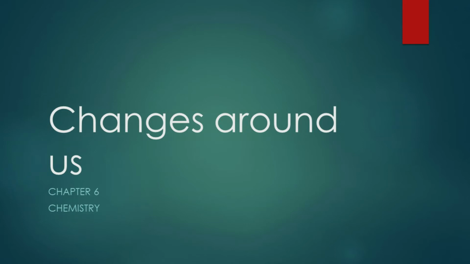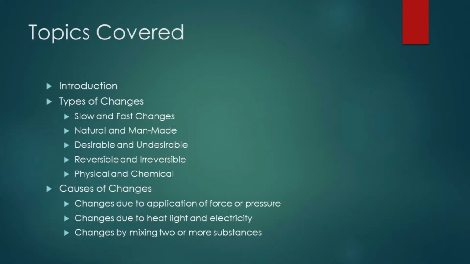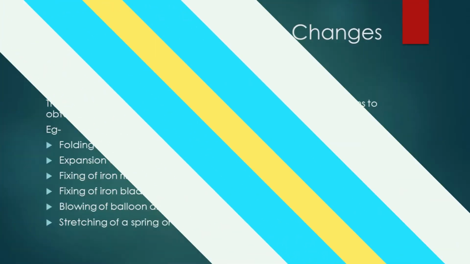So today we are going to discuss the second part of the video of chapter 6, that is changes around us. In the first part of the video we discussed types of changes, in which we covered slow and fast changes, natural and man-made changes, and desirable and undesirable changes. Now in today's video, we will discuss reversible and irreversible changes and physical and chemical changes.